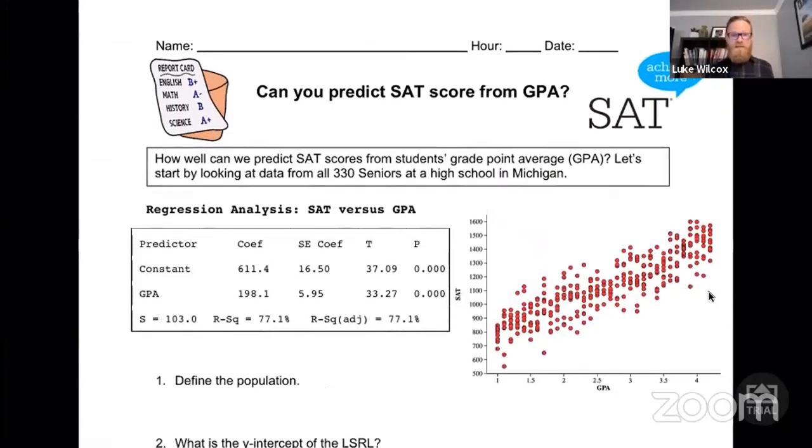And the context for today's lesson has to do with SAT scores and GPA. And my hunch is that if you knew something about a student's GPA, it might help you to predict what their SAT score might look like. Not perfectly, but it might help us to predict a student's SAT score. So here's what it says. How well can we predict SAT scores from students' grade point average, GPA? Let's start by looking at data from all 330 seniors at a high school in Michigan.